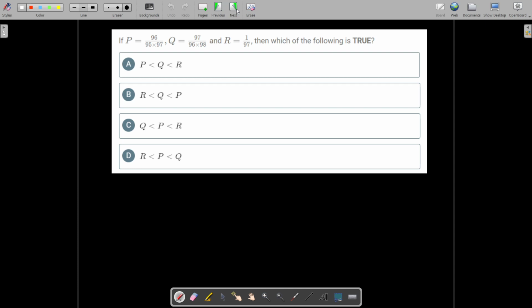Now if P is equal to 96 by 95 into 97, Q is equal to 97 by 96 into 98 and R is equal to 1 by 97. Which of the following is true?